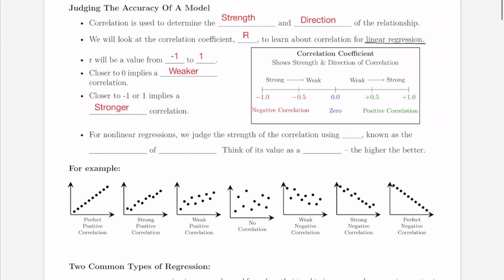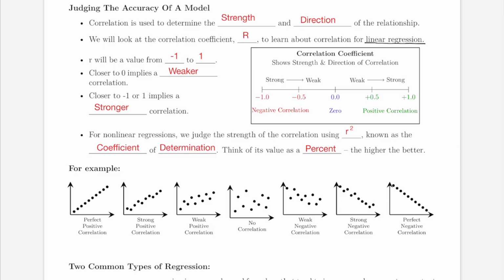All right. Now, for nonlinear regressions, we actually don't use R, but rather we use R squared. And it's also known as the coefficient of determination. Think of this value as a percent, kind of in the same way that I was just talking about it with R. Now, an actual definition or an actual usage of R squared is to talk about the amount of variation in Y with respect to X. Don't worry about it too much. Just again, know that this R squared is like a percent.